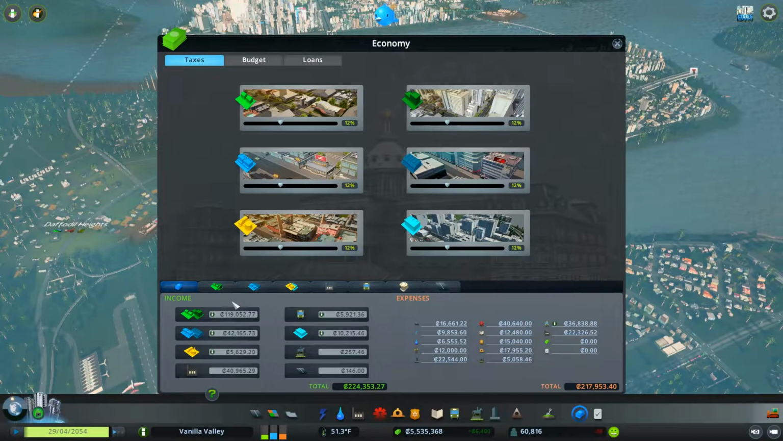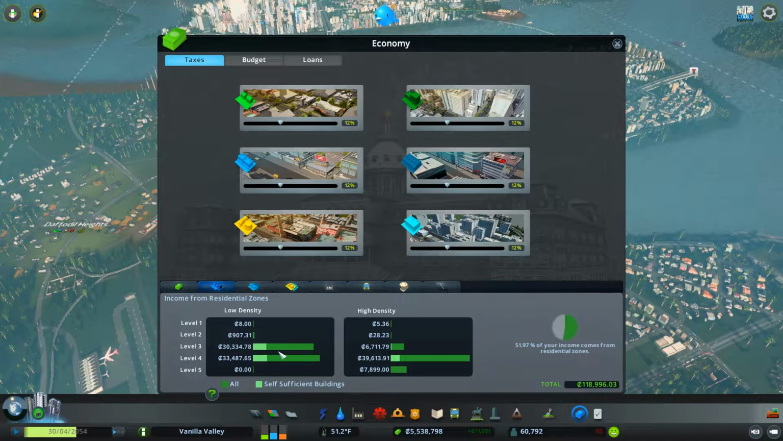Good to know. But below here, and a lot of people I don't think click on these down here too often, but if you click over to here, you can really break down the different levels of housing and the different income that you are generating from it. And on the right here, it also shows where your income is coming from. So 52% of our total income is coming from our residential zones, which is huge. That's very, very substantial. What's also nice is it breaks down self-sufficient buildings versus all of your buildings.